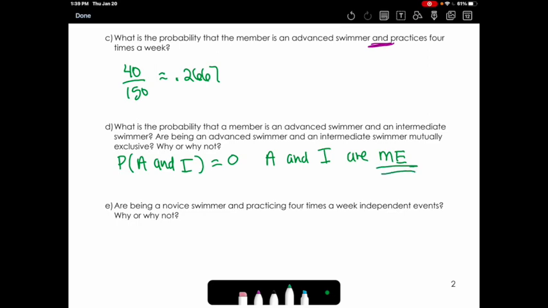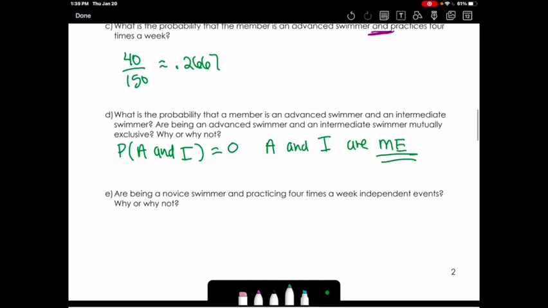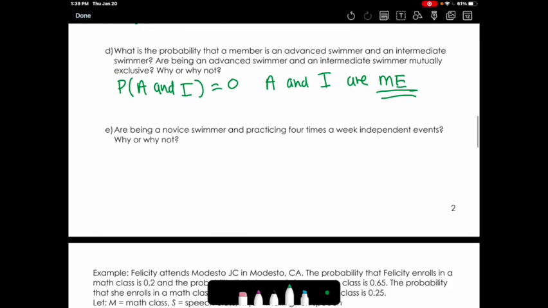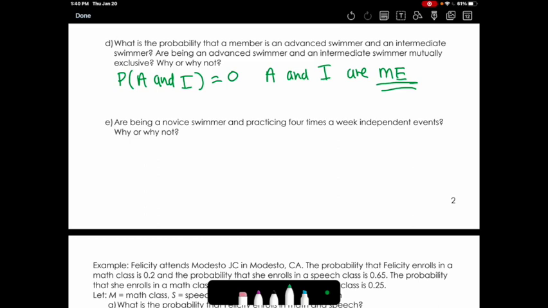And then that goes into answering the last part of that question. Are being an advanced swimmer and an intermediate swimmer mutually exclusive? So we kind of answered both questions at the same time there. Okay, part E, it says, are being a novice swimmer and practicing 4 times a week independent events?